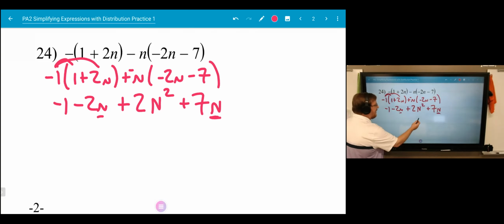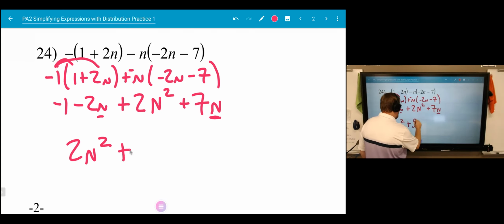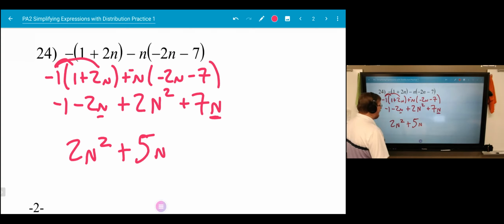I'm going to rewrite this. I like to put the stuff with the biggest exponent first. I'm going to put 2n squared. I'm going to combine the things with an n, -2n, +7n, plus 5n, and the number left over, -1.